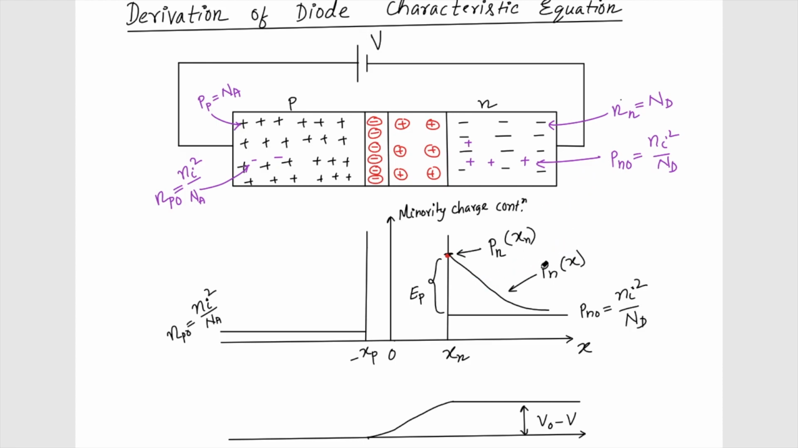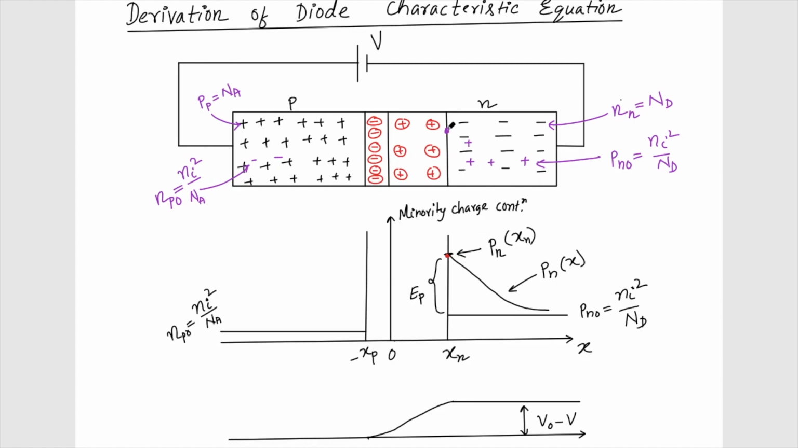But if you see here, at this point it has not yet recombined. Here the holes have just arrived, diffused from this side, but as they go ahead they start recombination. So here we have two kinds of current: the diffusion current as well as the recombination current with the electrons. Only here do we have the diffusion current component.